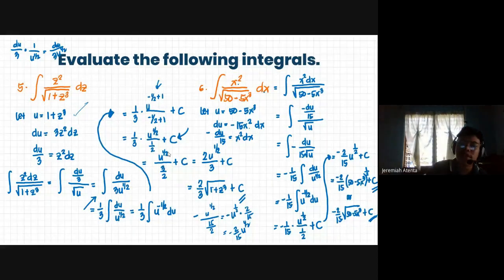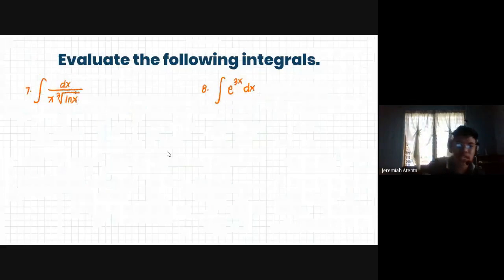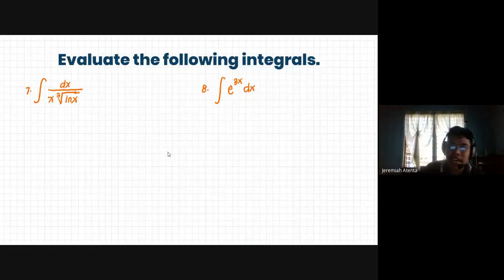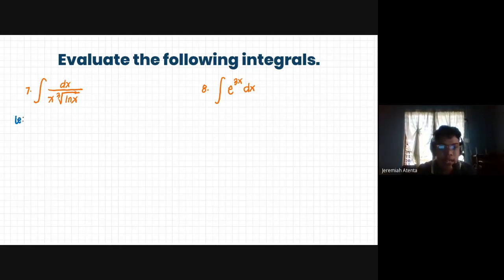Okay. Now, let's have number 7. If walang question. Ayan. Now, we have dx over x, times cube root of ln x. So, what do you think is the expression that we need to change or substitute by u? Ano kaya? Let. Ano kaya ang i-let u natin? What do you think?